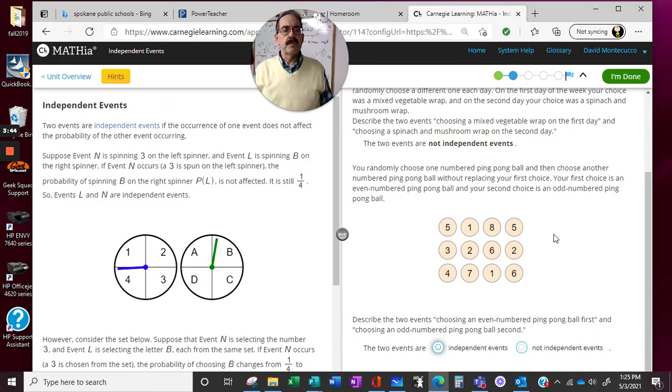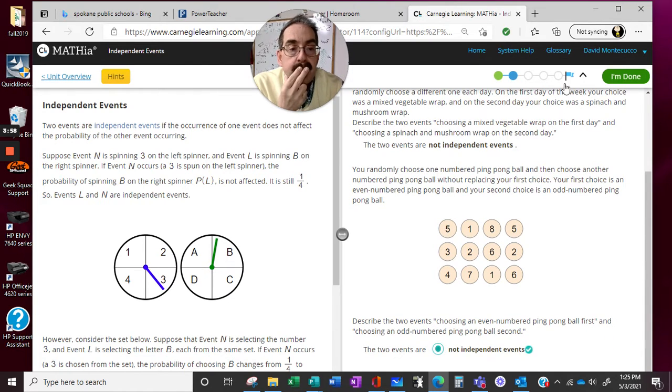You randomly choose a ping pong ball with a number. Your first choice is an even number ping pong ball. Your second choice is an odd number ping pong ball. They are dependent. Good.